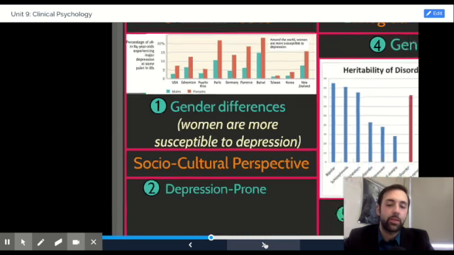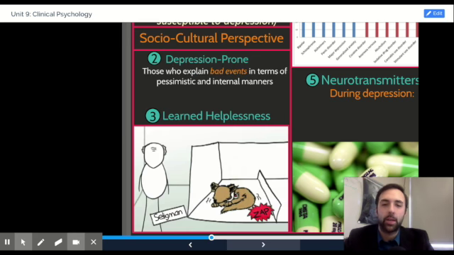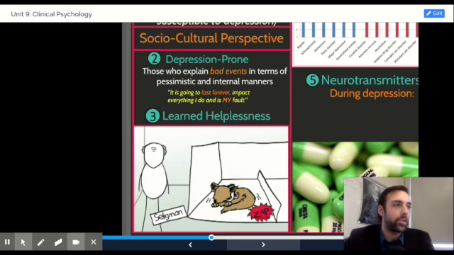The next element, though, is to talk about some things about culture. I'm going to call them socio-cultural issues. The first is to talk about depression-prone thinking. When we talk about treatments of depression later on in this unit, identifying depression-prone thinking from a therapeutic perspective, and then finding ways to fix it is going to be a key detail of an entire essential task later this unit. Depression-prone thinking is when individuals explain bad events in the most pessimistic and internal manners possible.